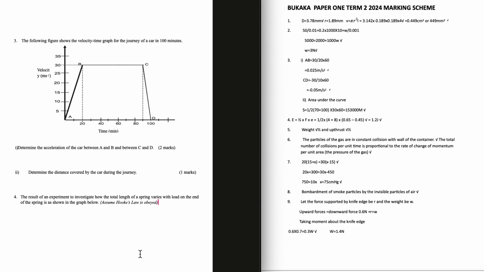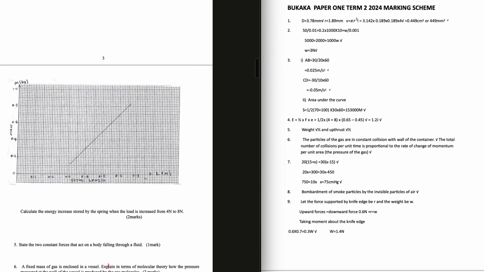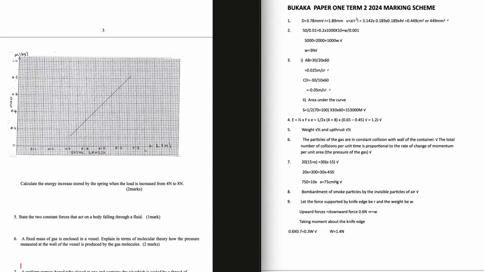Question 4. The result of an experiment to investigate how the total length of a spring varies with the load on the end of the spring is as shown in the graph below. Assume Hooke's law is obeyed. Calculate the energy increase stored by the spring when the load is increased. So that is how you calculate the energy increase.